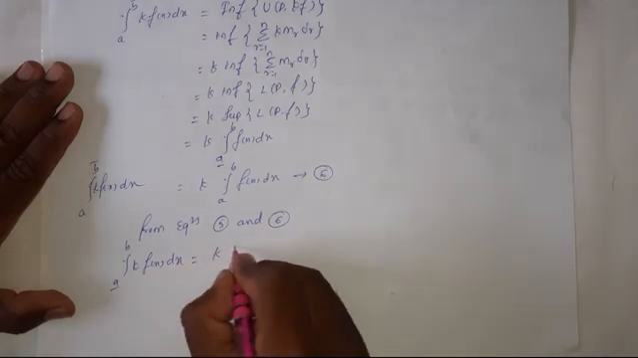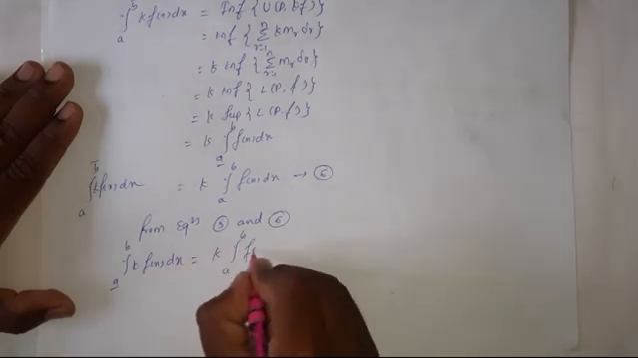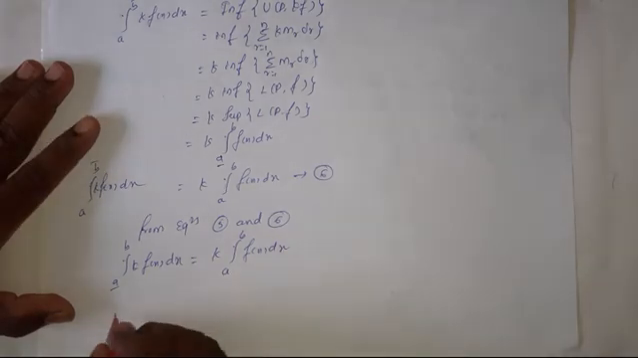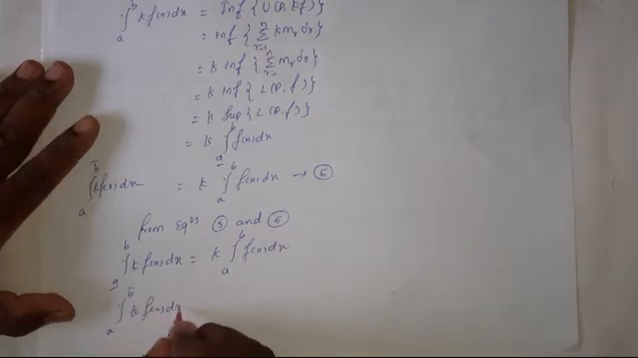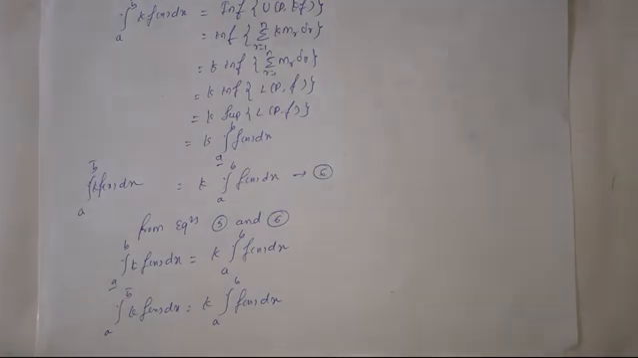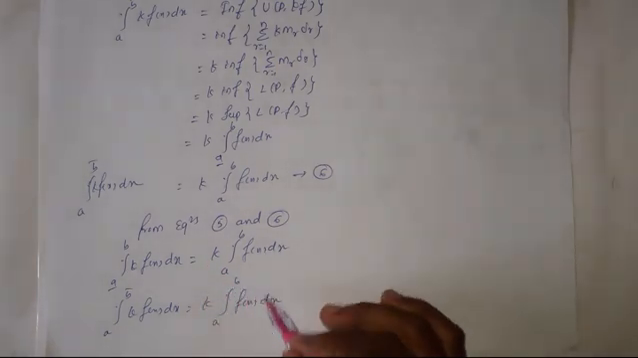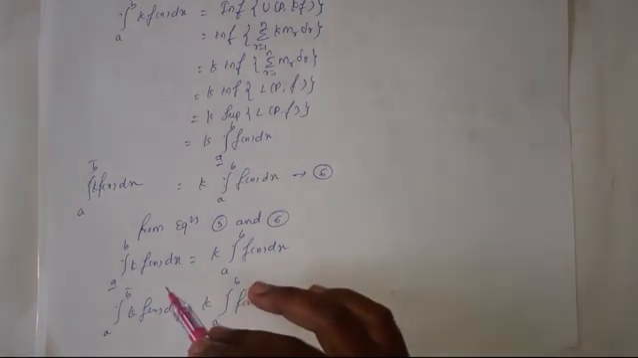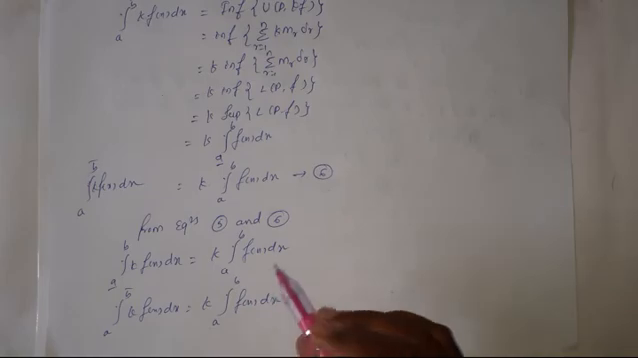So in the 5th equation we have the upper integration over a to b of k into f of x dx is equal to k into the integration over a to b of f of x dx, and here the lower integral from a to b of k into f of x dx is equal to k into the integration over a to b of f of x dx. So now by comparing these two equations, the LHS of these two equations are different, but the RHS are one and the same.